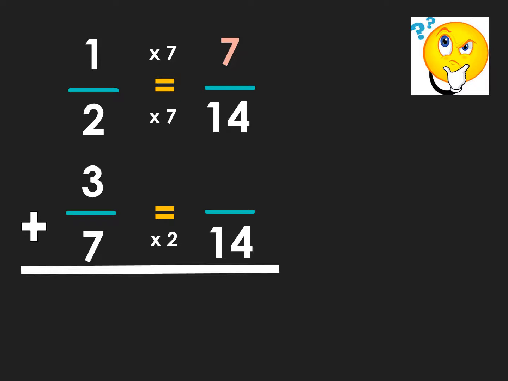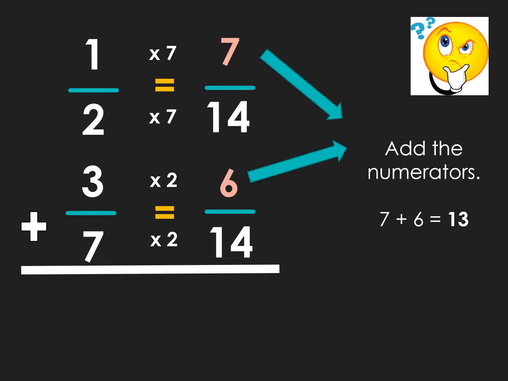We're almost done! Quick! What does 3 times 2 equal? Yes, 6 is correct! Our equivalent fractions are now 7/14 plus 6/14. Now that they have the same denominator, all you need to do is add the numerators. 7 plus 6 equals 13. 13/14 is your answer.